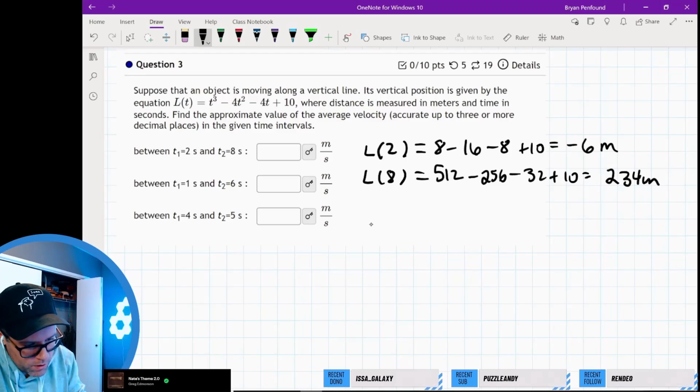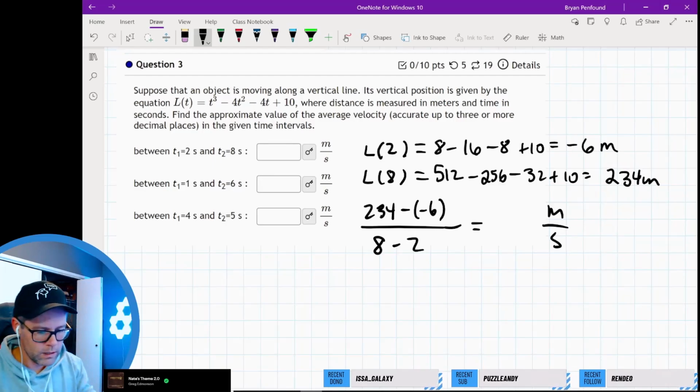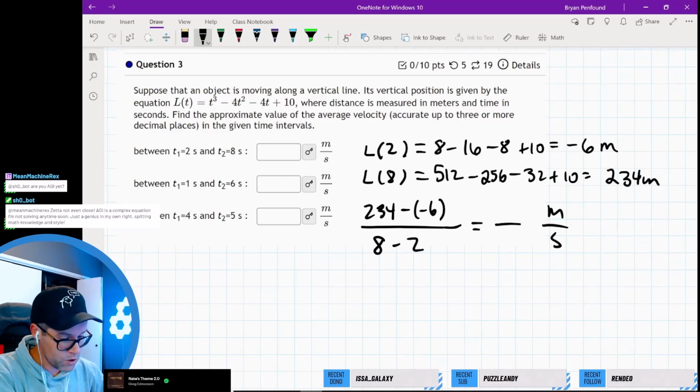So I'm guessing that if we wanted to find average velocity, we could compare the meters over time. So if we went from, say, 8 back to 2, and we did 234 take negative 6, this is going to give us something in meters per second. So 234 plus 6 is 240.